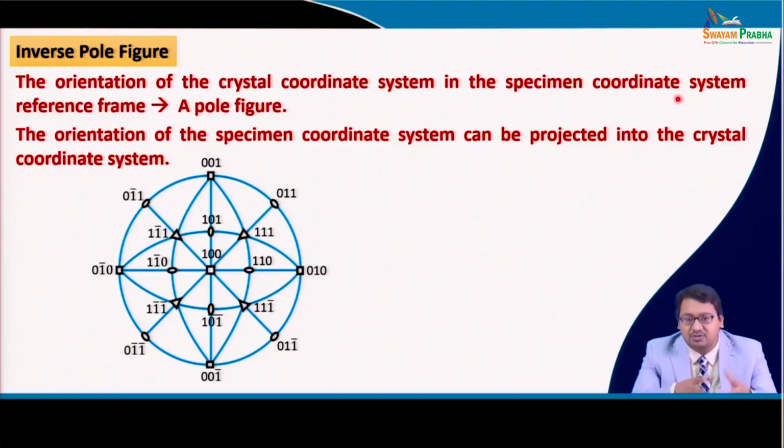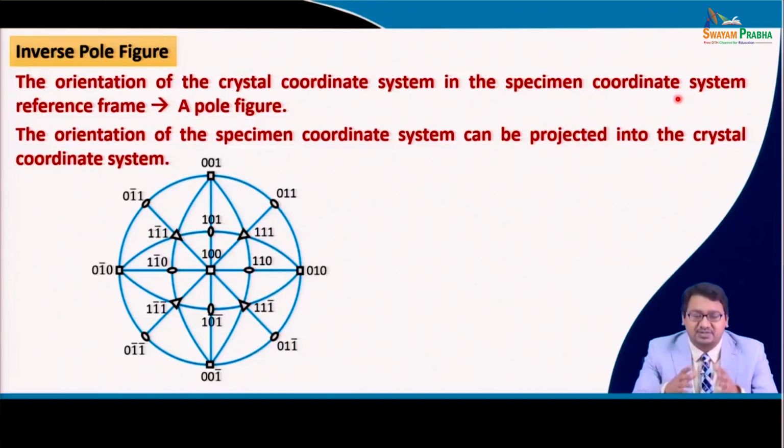On the other hand, if we represent the orientation of the sample coordinate system in terms of the HKL crystallographic pole, and we represent that sample coordinate system with respect to the crystal coordinate system. So, representing the sample coordinate system in terms of some HKL pole with respect to the crystal coordinate system is basically known as showing texture in terms of inverse pole figure.